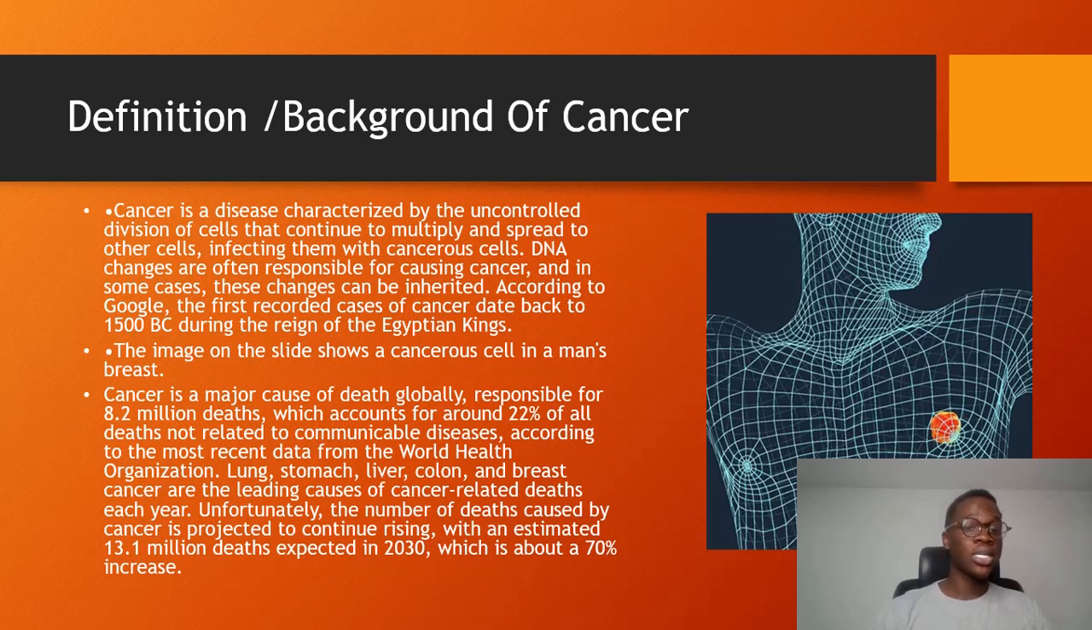Cancer is a disease characterized by the uncontrolled division of cells that continue to multiply and spread to other cells, infecting them with cancerous cells. DNA changes are often also responsible for causes of cancer, and in some cases, these changes can be inherited. That means changes in DNA for cancer can be inherited.